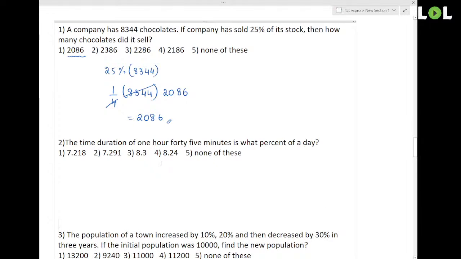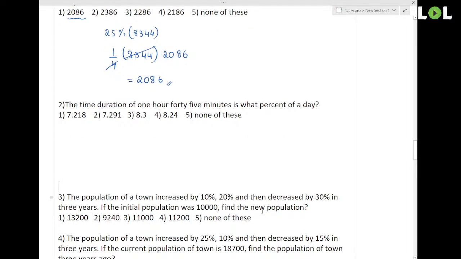Okay. So look at the second question. What do we have here? A time duration of 1 hour 45 minutes is what percent of a day? So you have to tell this, 1 hour 45 minutes is what percent of a day. So what do we do here? 1 hour 45 minutes is what percent of a day means this is divided by 1 day. Now this will become a number. To convert it into percentage, we'll multiply with 100.